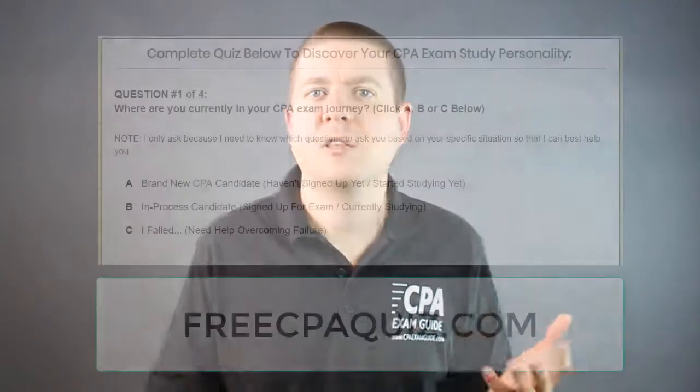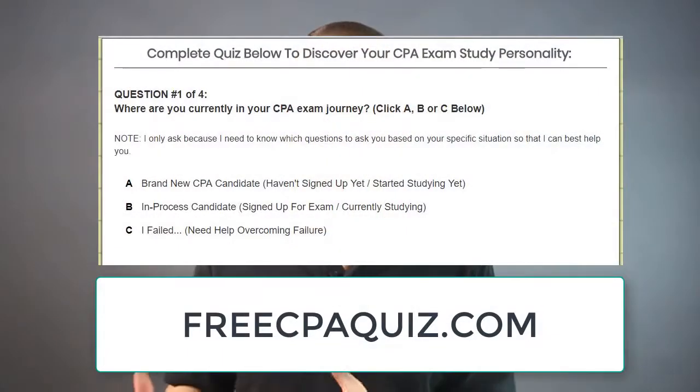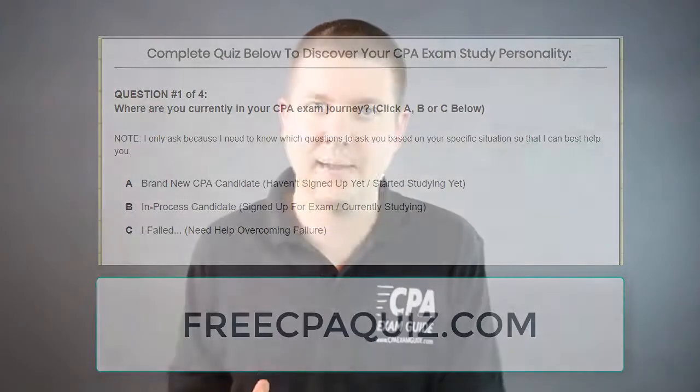So the first bonus content is going to be that tool that I just teased. It's my CPA exam study personality quiz. It's a simple quiz. It'll take you about 30 to 45 seconds to complete. And by the end, you will confidently understand how you learn best. So once you understand this, you'll be able to pick the right CPA review course for your specific situation. And you'll also know how to use the course confidently.